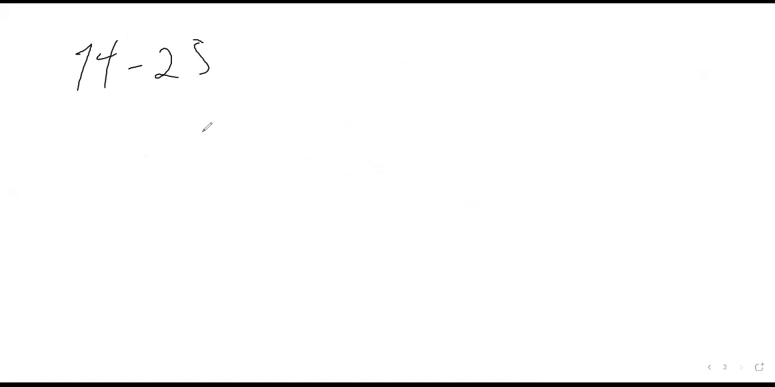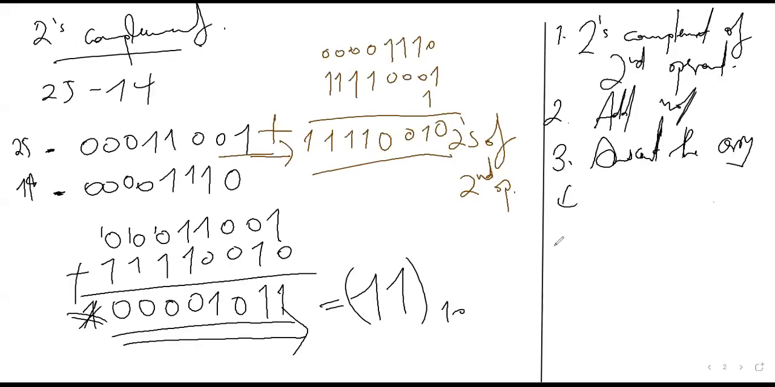How do we then calculate? You follow the same steps. Step number 1, choose complement. Step number 2, add. Step number 3, if necessary, remove the carry. And lastly, step number 4. For the case of a negative solution, if the second operand is bigger than the first, if the second operand is larger, the result is in 2's complement.